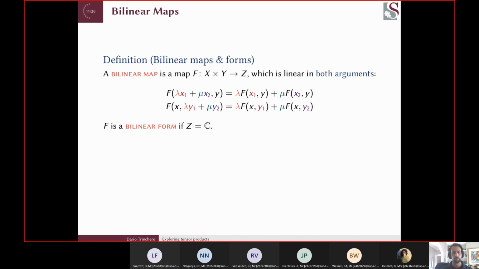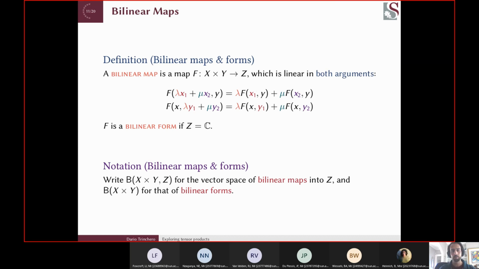And a bilinear form is the same as a bilinear map, but just where we take the codomain to be the complex numbers. So it's just a bilinear map into complex numbers. Just like a linear functional, remember, was a linear map into complex numbers, a bilinear form is a bilinear map into complex numbers. And notationally, I'll write B(X × Y, Z) for the space of all bilinear maps, and I'll just omit the Z when it's bilinear forms.